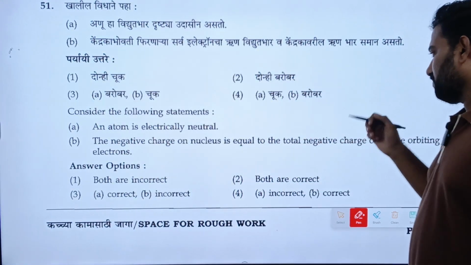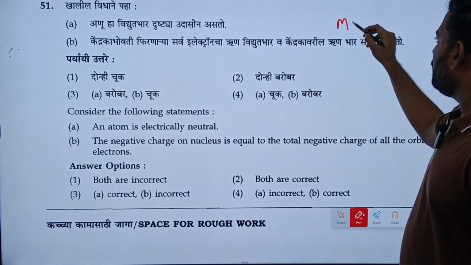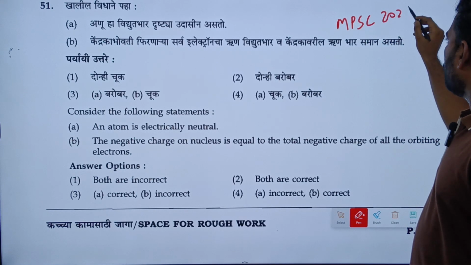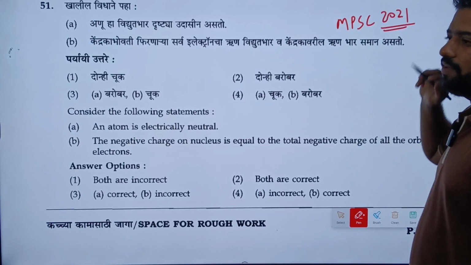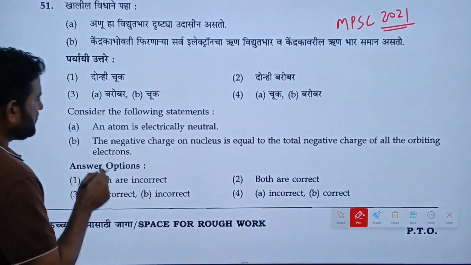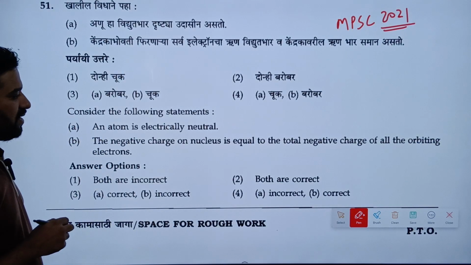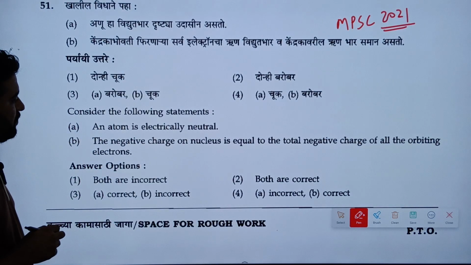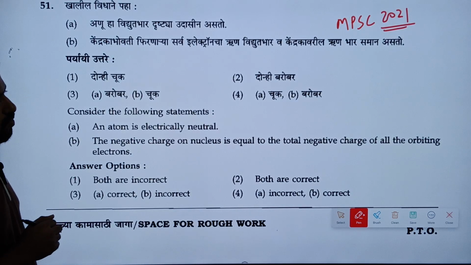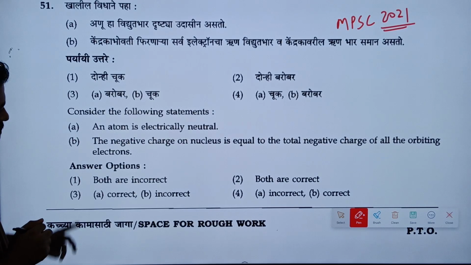So, today we will discuss the paper of MPSC Rajyaseva from year 2021. So, let's start. First question is, consider the following statement: an atom is electrically neutral. The negative charge on nucleus is equal to the total negative charge of all the orbiting electrons.